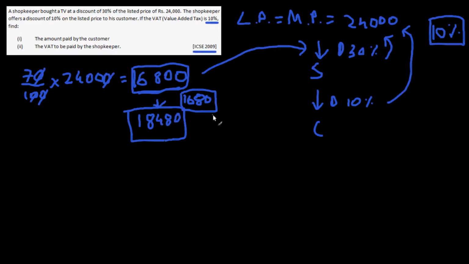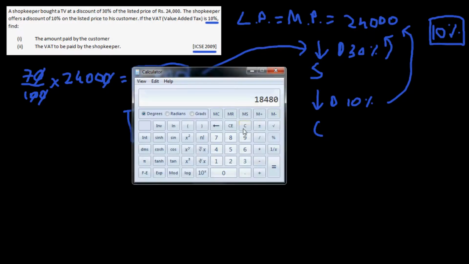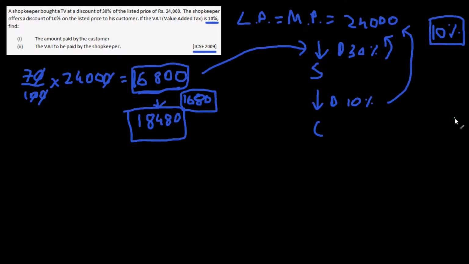Now he's offering it at a 10% discount on the list price. And you can see 10% of 24,000 is 2,400. So 24,000 minus 2,400, and you get 21600. 21600. This is how much he's selling it to the customer.